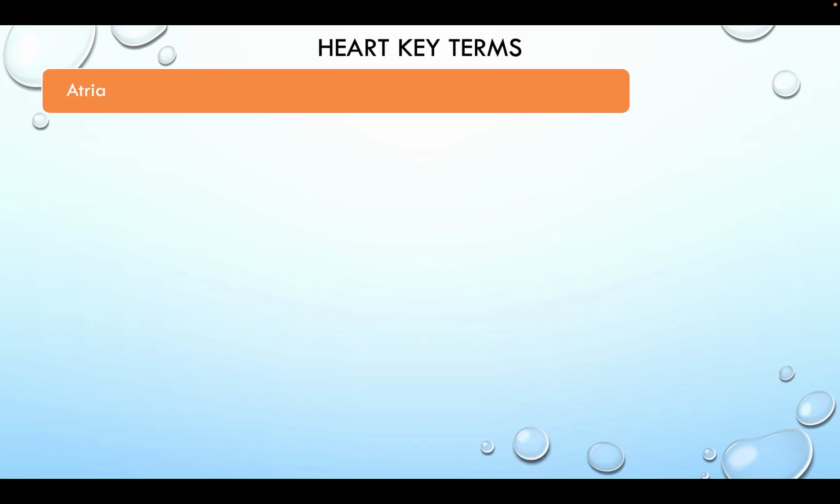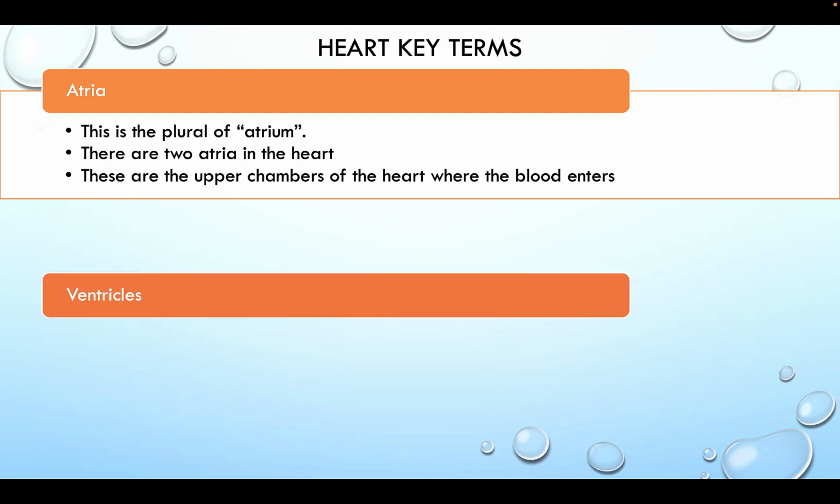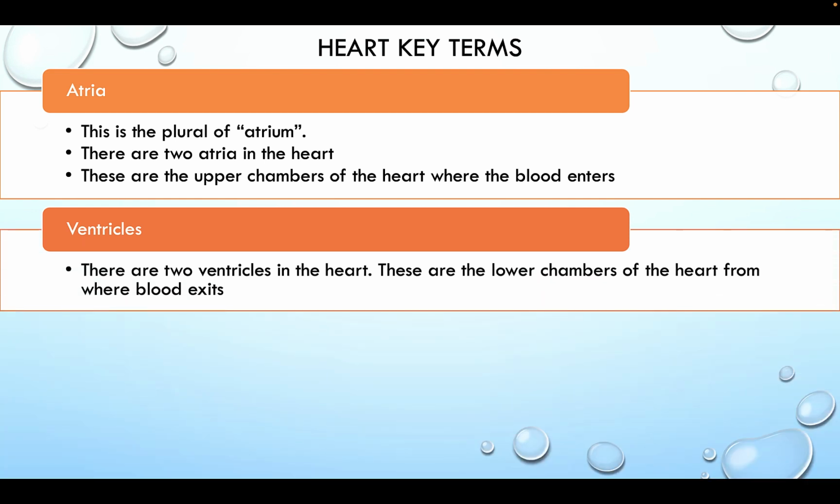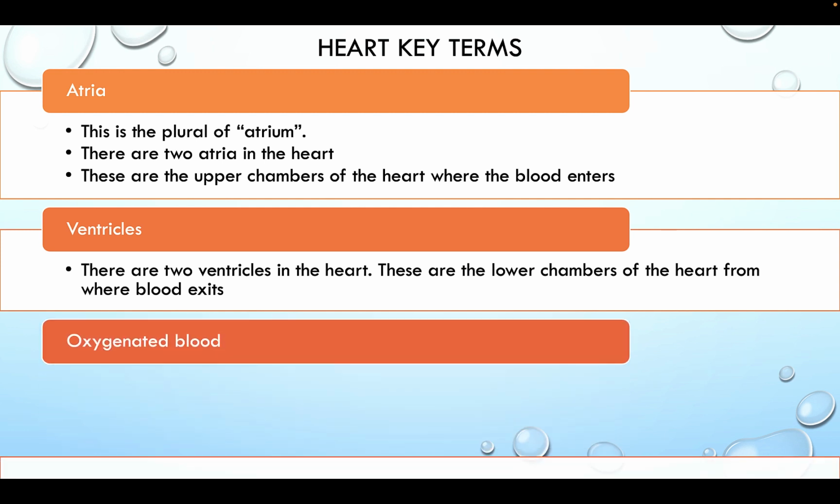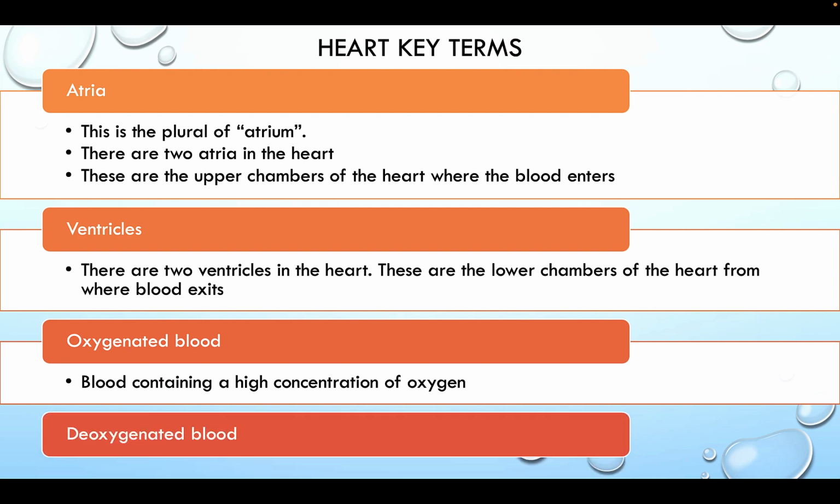Heart key terms. Atria: this is the plural of atrium, and there are two atria in the heart. These are the upper chambers of the heart where the blood enters. Ventricles: there are two ventricles in the heart. These are the lower chambers of the heart where blood exits. Oxygenated blood is blood containing a high concentration of oxygen, and deoxygenated blood is blood that contains a low concentration of oxygen.